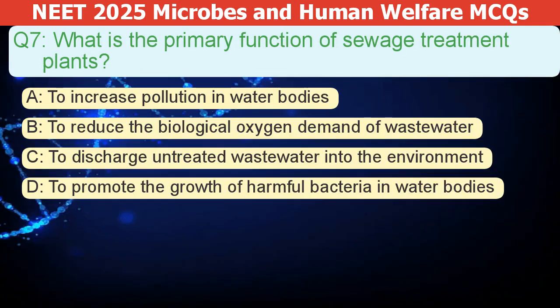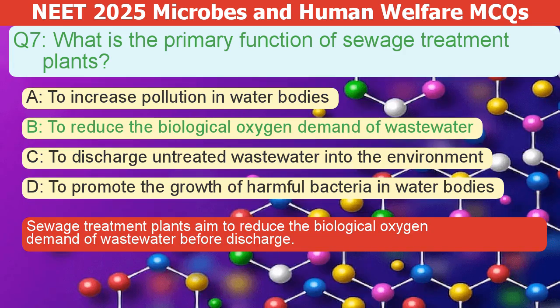What is the primary function of sewage treatment plants? A. To increase pollution in water bodies. B. To reduce the biological oxygen demand of wastewater. C. To discharge untreated wastewater into the environment. D. To promote the growth of harmful bacteria in water bodies. The correct answer is B. Sewage treatment plants aim to reduce the biological oxygen demand of wastewater before discharge.